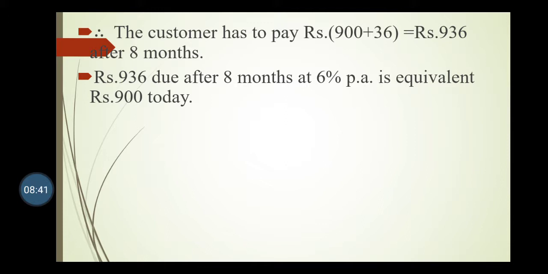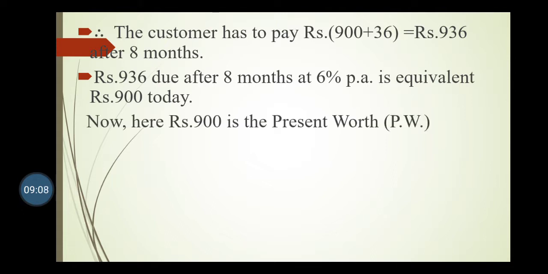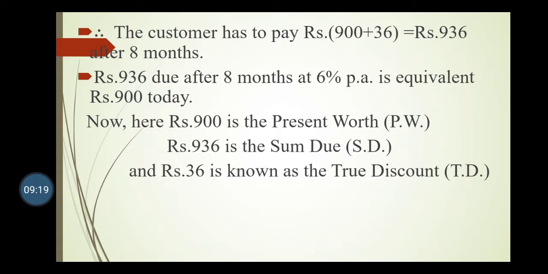Rupees 936 due after 8 months at 6% per annum is equivalent to rupees 900. Means if we are paying today, we have to pay 900. But if we are taking a facility of paying after 8 months, then after 8 months we have to pay rupees 936. So here 900 is the present worth, 936 is the sum due, and 36 is known as the true discount.